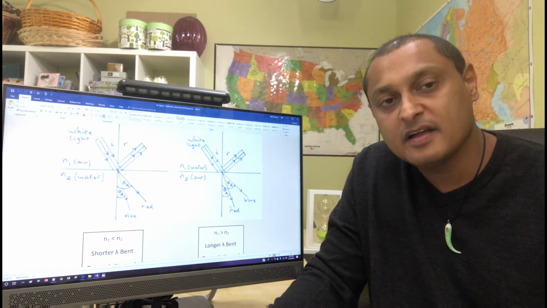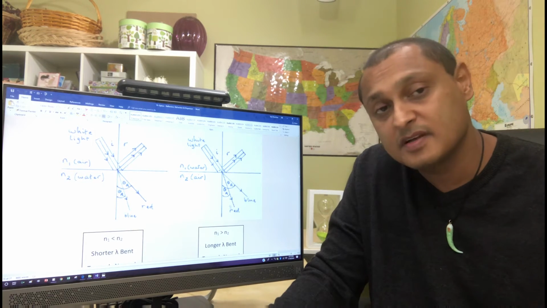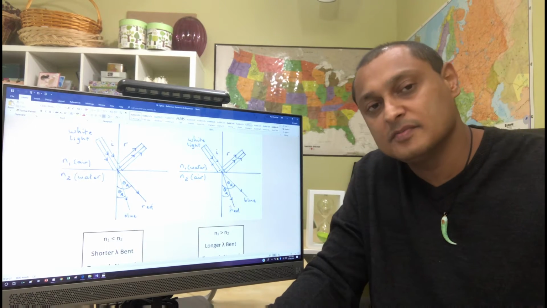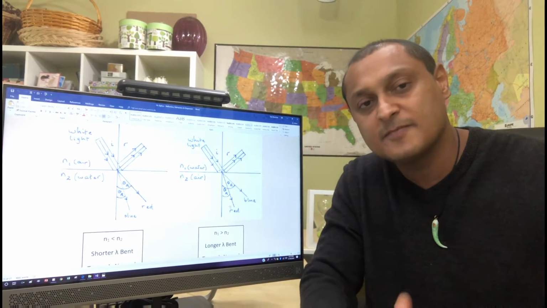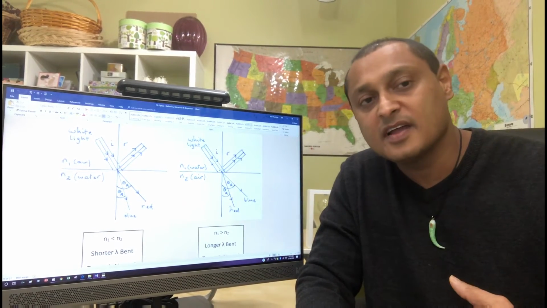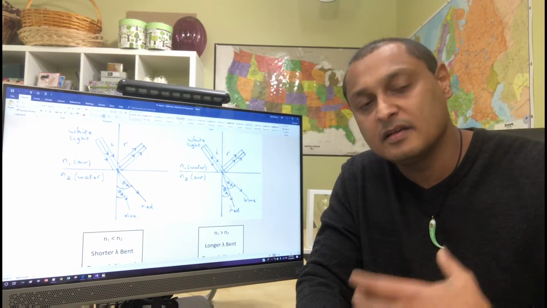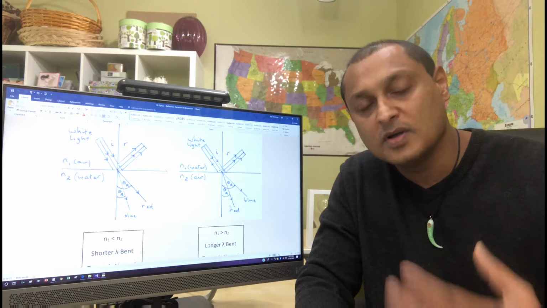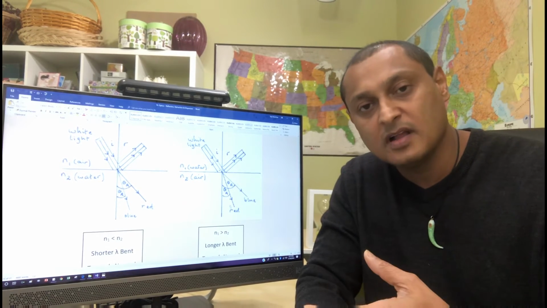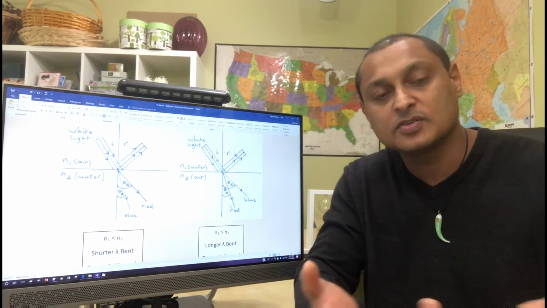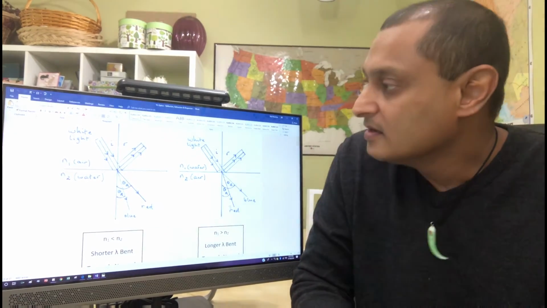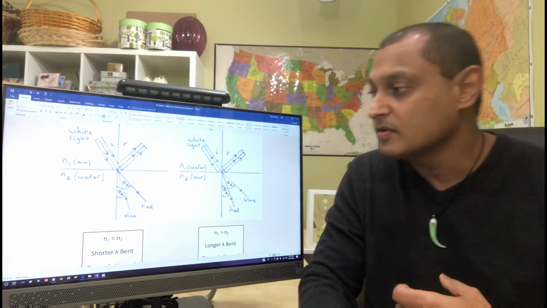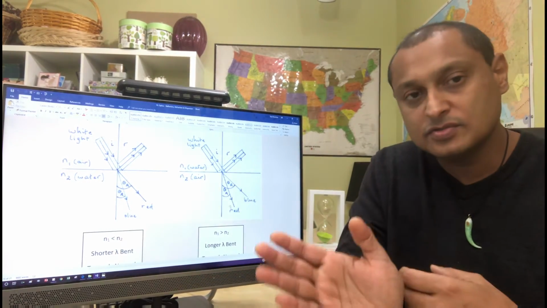Light coming in from the sun, before it gets to the atmosphere, goes from the effective vacuum of space to the atmosphere. And when it hits the atmosphere, it may go into some water molecules. So once again, it goes from atmosphere to water molecules. It goes from a lower to a higher index of refraction. As light goes from a lower to a higher index of refraction, the refracted ray gets bent closer to the normal.